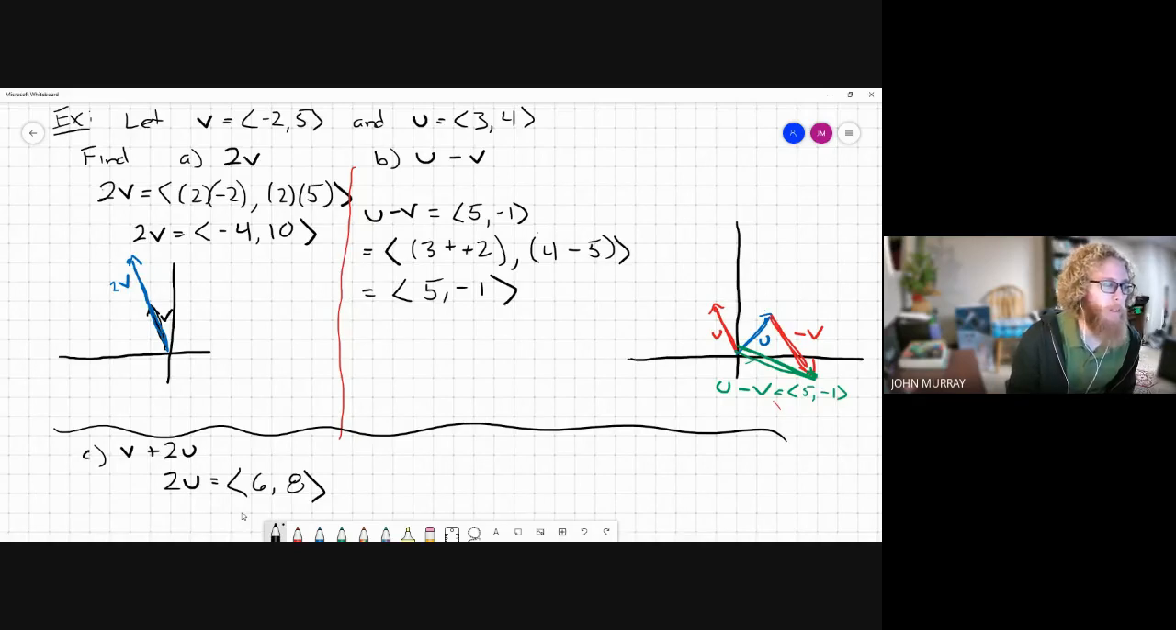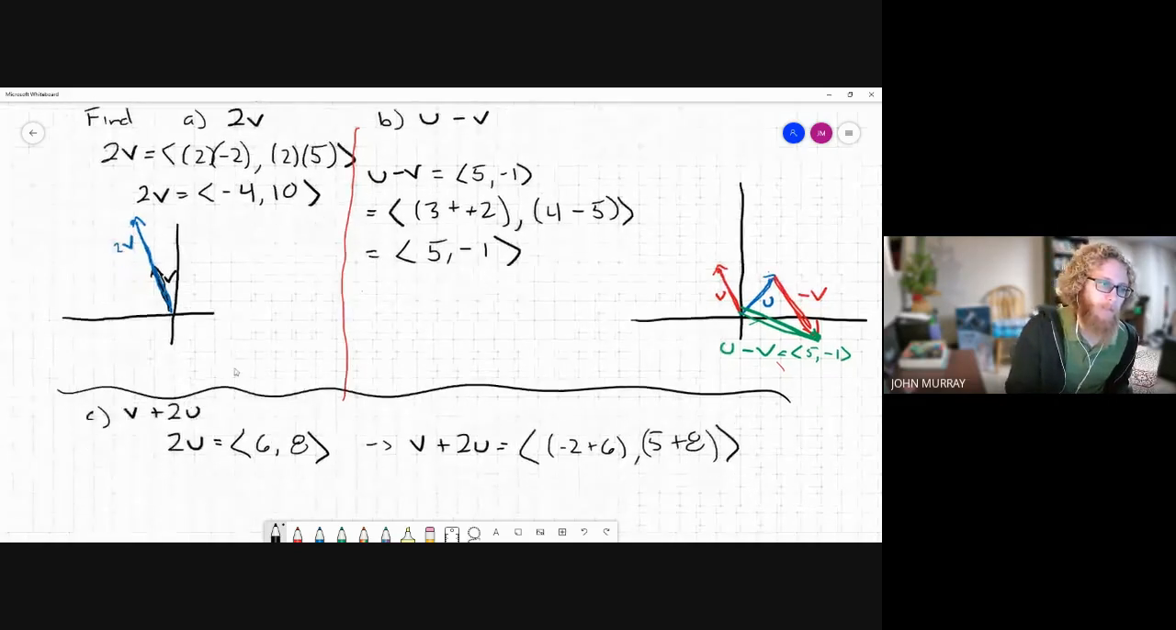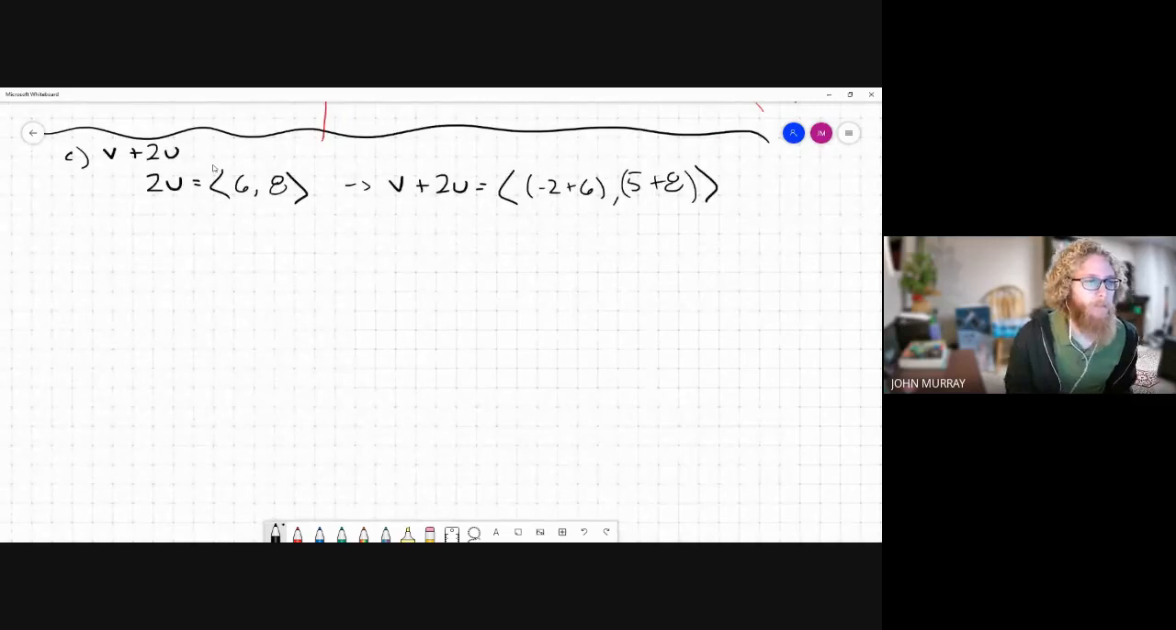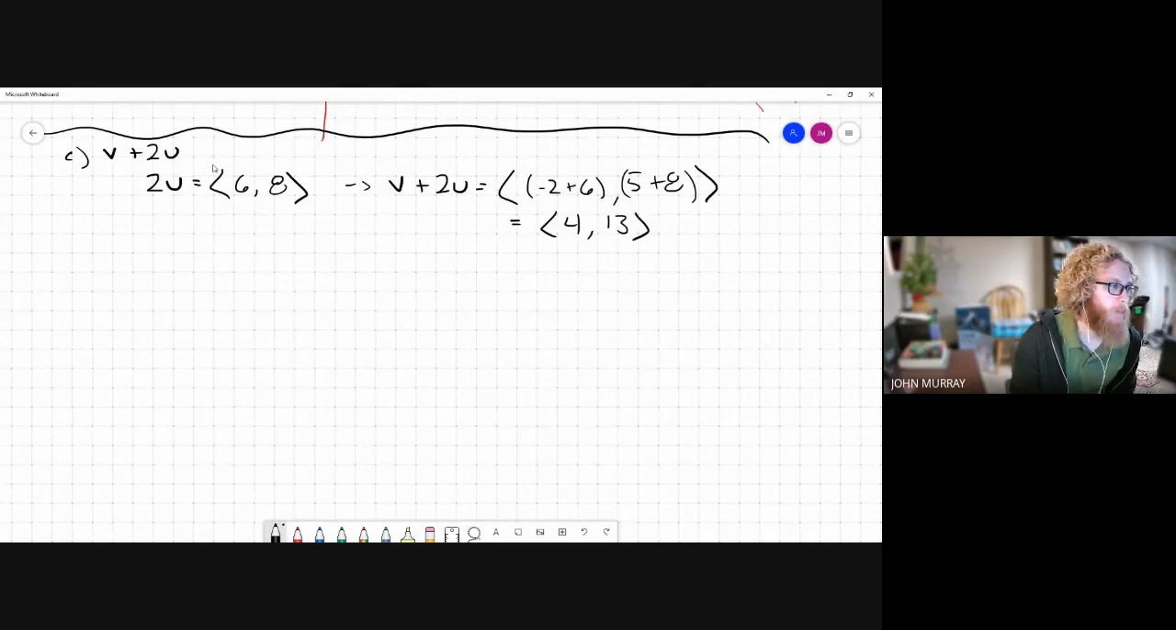All right, so now I'm using v, and I'm adding to that my new vector, 6, 8. So I'm going to have -2 plus 6, my v plus my new u, and then I'm going to have 5 plus 8, which is going to get me 4, 13.